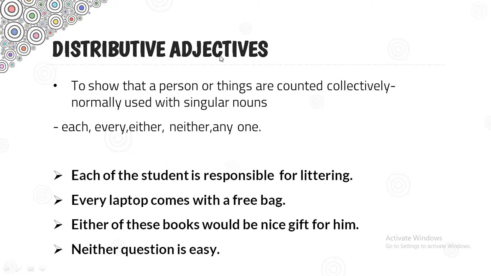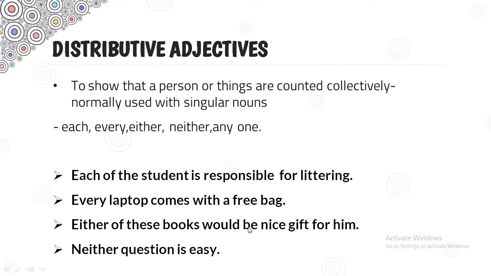Distributive adjective. Distributive means to show that persons or things are counted individually, normally used with singular nouns. So distributive adjectives refer to each one of a number taken one at a time, as in each, every, either, neither, anyone. Like, each of the students is responsible for littering. Out of all the students, each and every one is responsible for littering the class. Every laptop comes with a free bag. All the laptops, each and every laptop comes with a free bag.